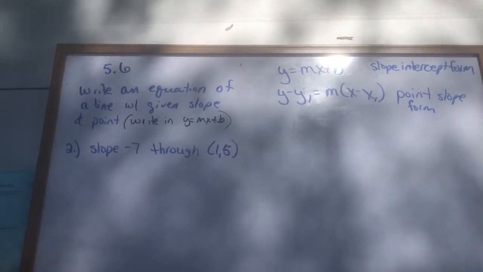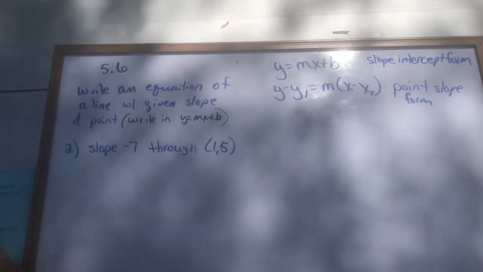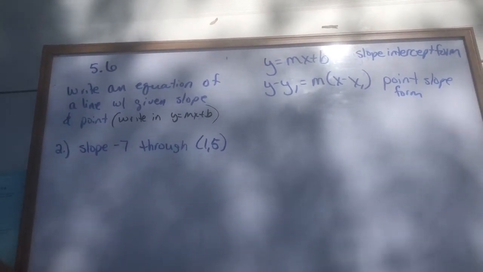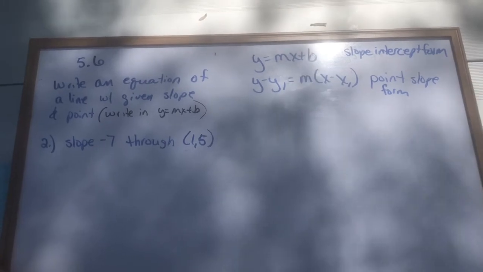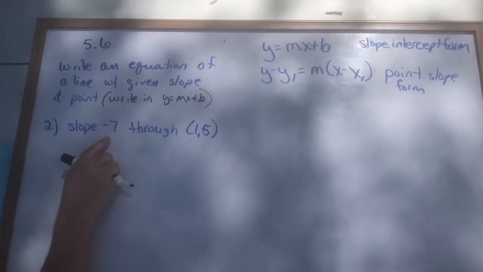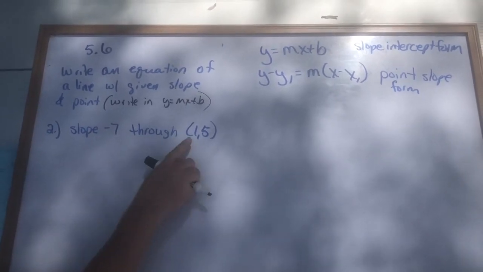Okay, we're in 5.6 and we're going to write an equation of a line with a given slope and a point. And we want to write that final equation in the form of y equals mx plus b, or the slope-intercept form. Now we're looking at number 2, and it tells us that the slope is -7 and it wants us to go through (1, 5).